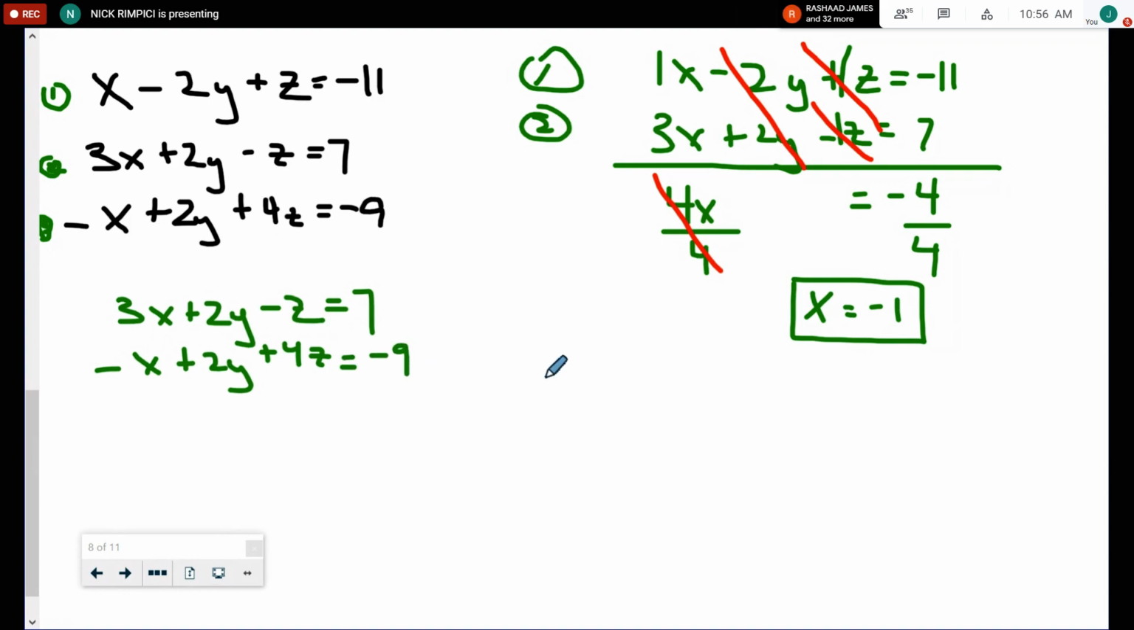Okay. So I need to cancel out a variable, but you also have the extra luxury of knowing what x is. So it's up to you as to how you want to go about this. You could get rid of x right now and put negative 1 in there. You know what? I think I'll do that afterwards.